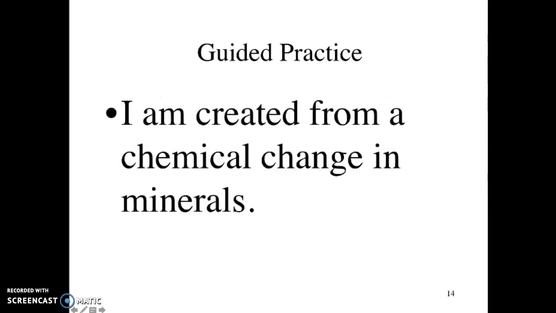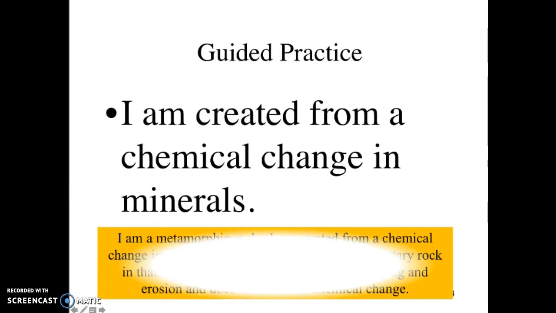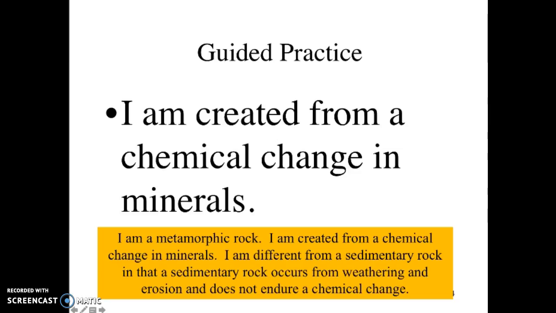So, we give you some examples. I am created from a chemical change in minerals. And your answer is, I am a metamorphic rock. I am created from a chemical change in minerals. I am different from a sedimentary rock in that a sedimentary rock occurs from weathering and erosion and does not endure a chemical change. So you see how the text complexity and the complexity of the lesson just changed all of a sudden? Because now you have to explain it, tell me what it is, but then tell me what it is according to another rock.